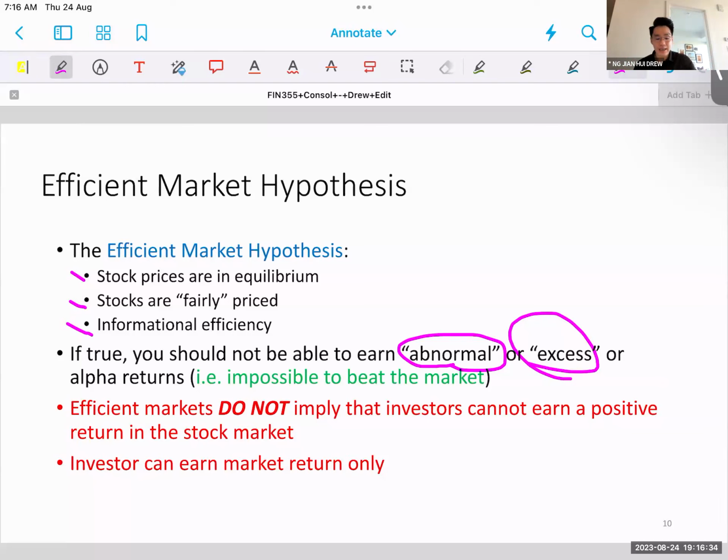However, if the market is efficient, it does not imply that you cannot earn any positive returns on the stock market. In an efficient market, you can still earn returns, right? But you can't earn abnormal returns. The returns that you can earn are basically based on how much risk you take. If you take more risk, you get more return, but you cannot take a small risk and earn a big return. So that's abnormal. In an efficient market, you can't earn an abnormal return, but you can still earn return. That's an important part that you need to take note of about the idea of an efficient market.